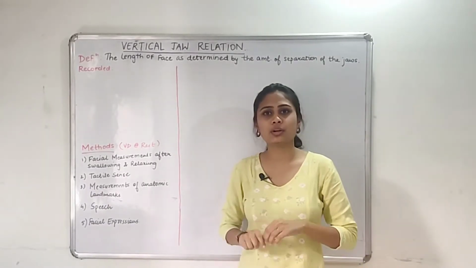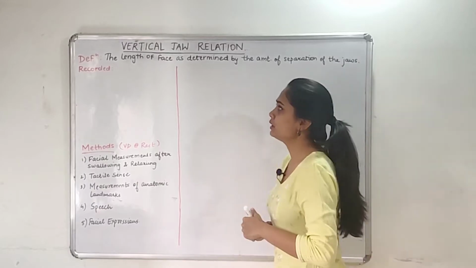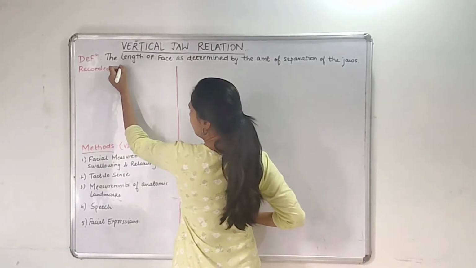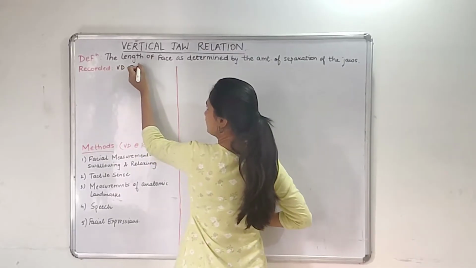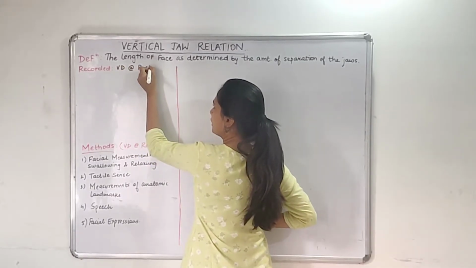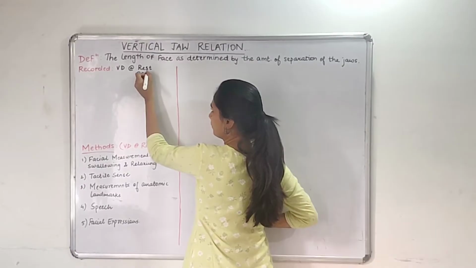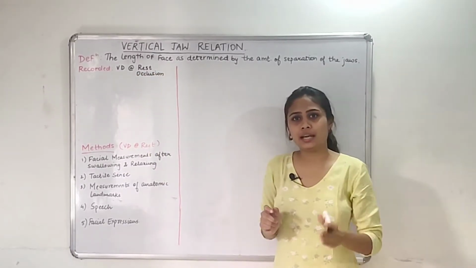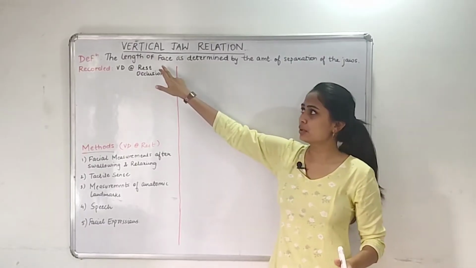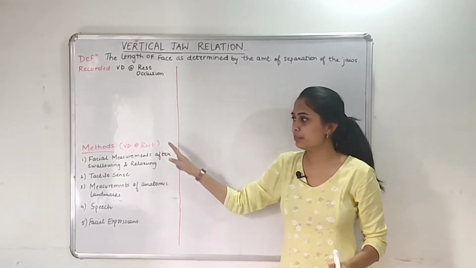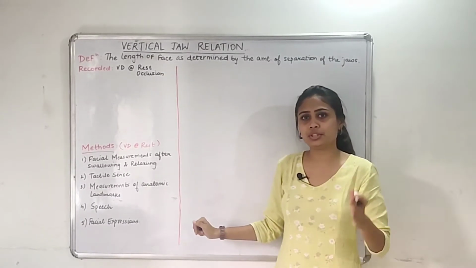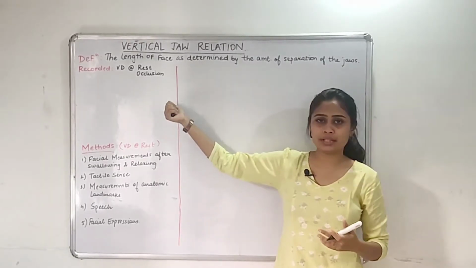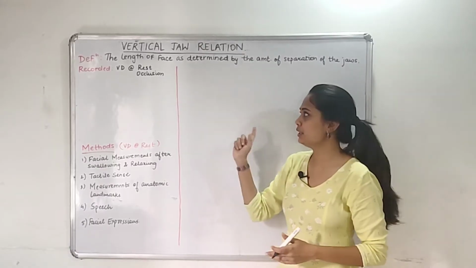So how can we record the vertical jaw relation? Vertical jaw relation can be recorded by two methods: vertical dimension at rest and vertical dimension at occlusion. Okay. So what is vertical dimension at rest? First we'll look at this and then we'll discuss the methods to record the vertical dimension at rest, and then we'll move forward to seeing the methods of recording vertical dimension at occlusion.